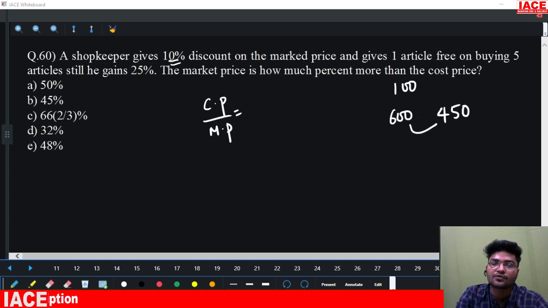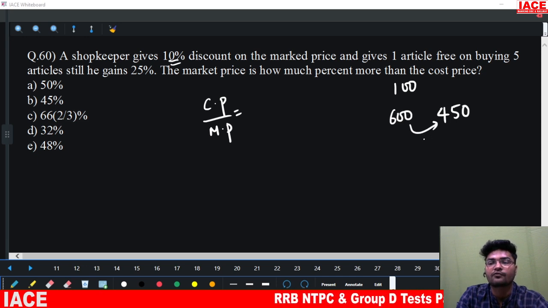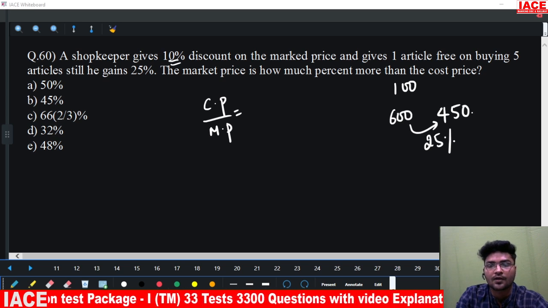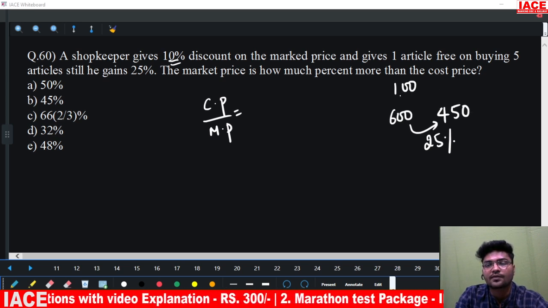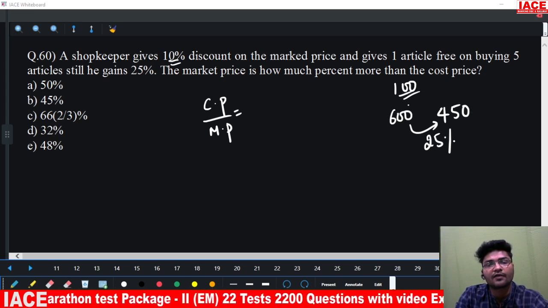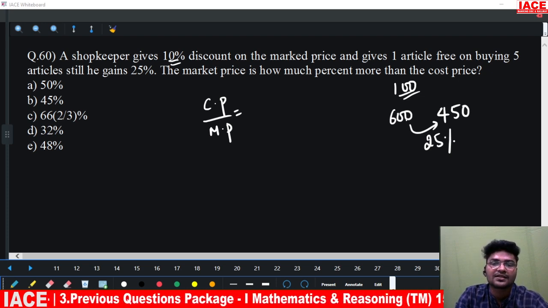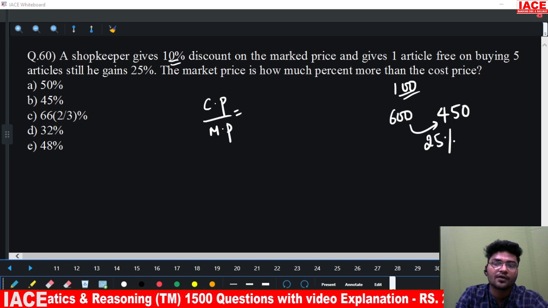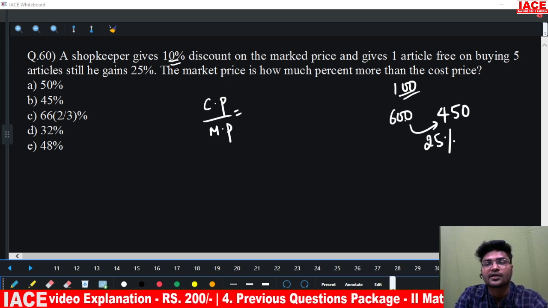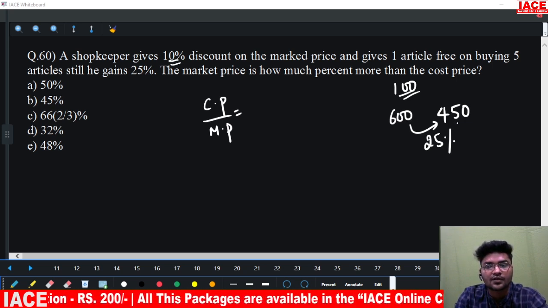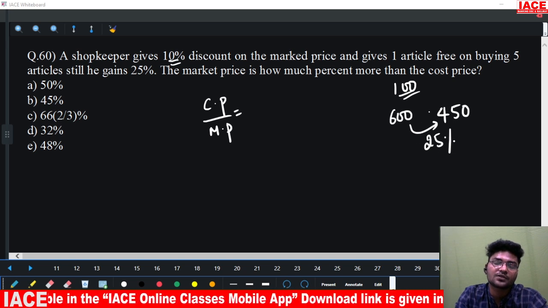450 means he is actually getting a discount of how much? One fourth. One fourth means 25%. The market price of one article is 100, he is buying 5 articles, but the actual market price, 600 rupees, is what he should pay. One item is free, so the rest is 500. In that 500 he pays 10% less, only 450. So actually he got 25% discount.